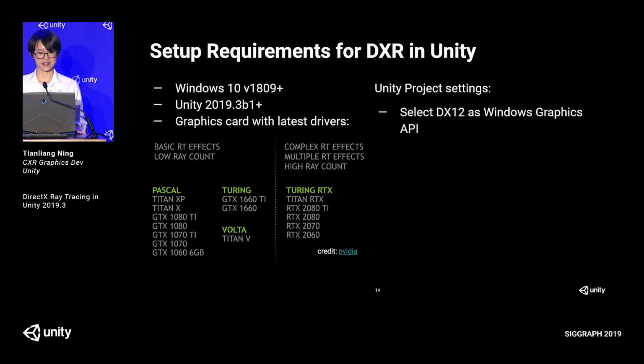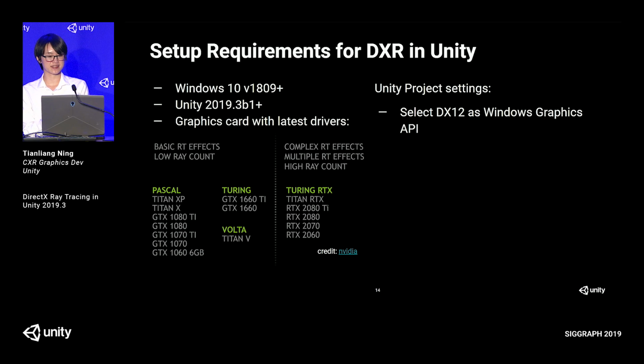Okay, so now that you have some background, here's what you need to get started with Unity DirectX ray tracing. You need Windows 10 version 1809 or greater. You need Unity 2019.3b1 or greater. And you need a graphics card that supports RTX. So RTX isn't technically vendor specific, and because of that, DXR isn't technically vendor specific, and because of that, our implementation isn't vendor specific. It just happens that currently only NVIDIA graphics cards support DXR or RTX. Anyways, once you have the hardware and software set up, you go into your project settings and then make sure DirectX 12 is selected as your Windows graphics API.